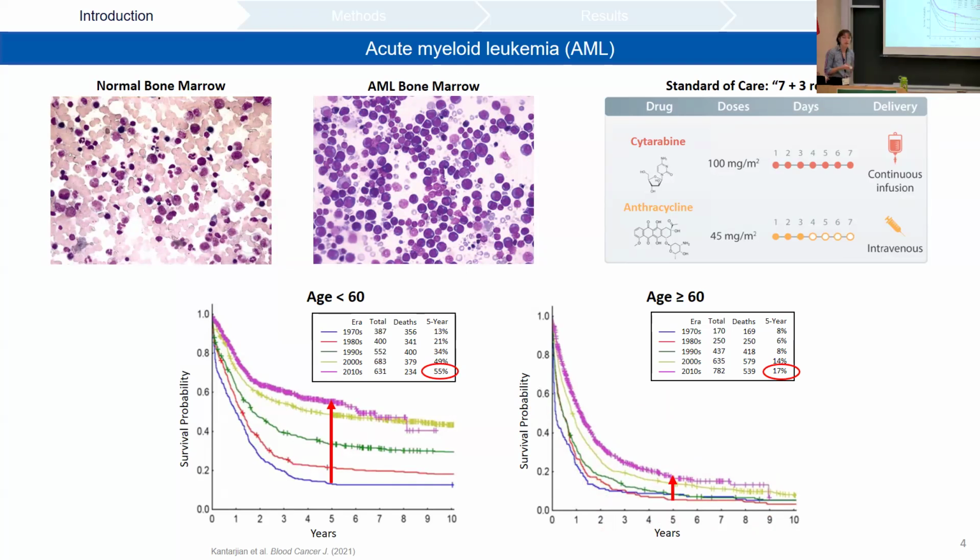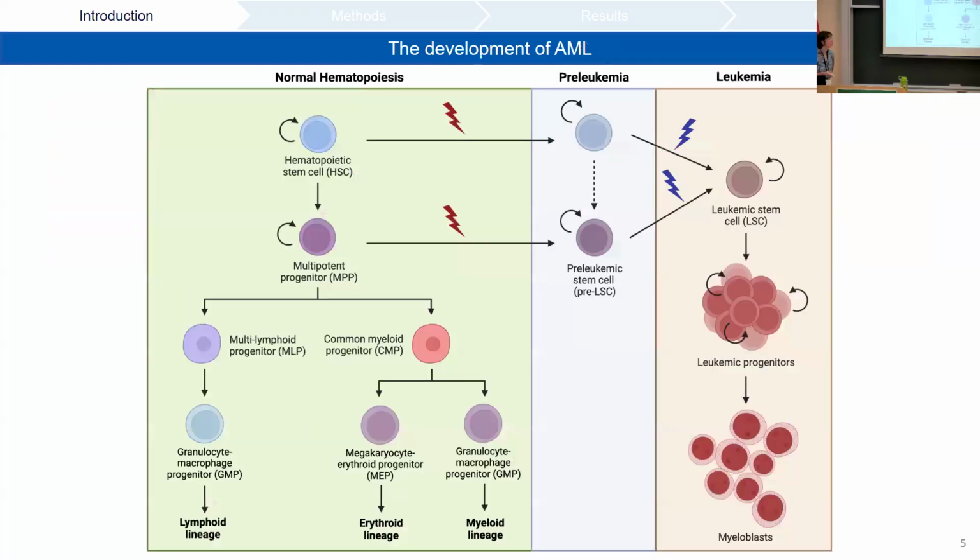But in order to do that, we need to understand how the disease develops. So on the slide here, I have a classical model of hematopoiesis on the left, where you have at the top of the hierarchy these hematopoietic stem cells that can self-renew and can differentiate into multipotent progenitors. Now, these multipotent progenitors can self-renew also to a certain extent, but most importantly, they are responsible for creating the 2 main lineages in the blood, either by their differentiation into multi-lymphoid progenitors to create the lymphoid cells, or they differentiate into the common myeloid progenitors and create the myeloid cells.